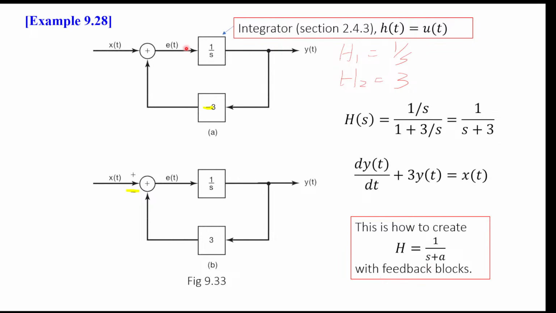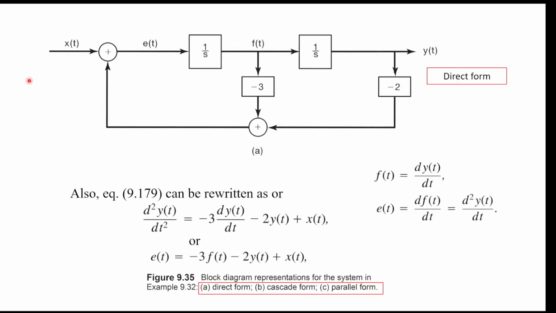And so if we put the integrator here, we see that this is how we can construct big H equal to 1 over s plus a, with a basically being this number here. Okay, you have 3 here and the minus sign here. You have this H equal to 1 over s plus a.